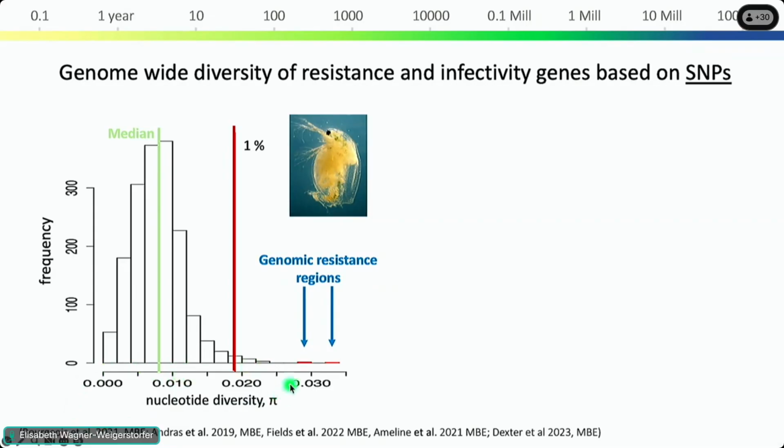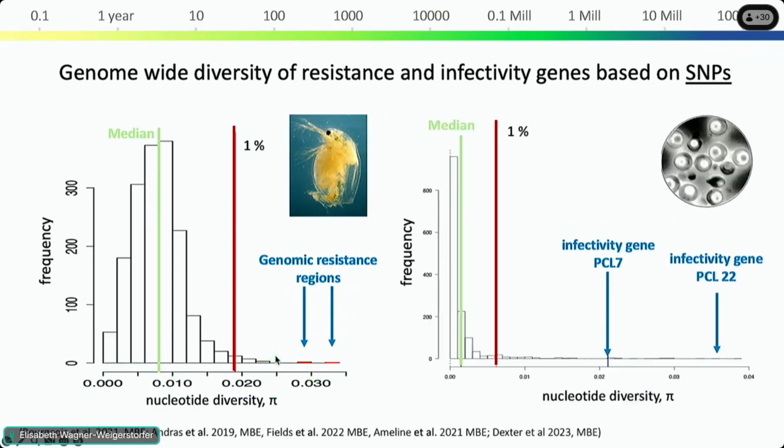Our resistant genes are sitting here, far outside on the extreme side. We can do the same for the parasite. The parasite is remarkably invariable, so we have much, much lower rates of nucleotide diversity, but the infectivity genes are far out here. So indeed, the resistant genes in the host and the infectivity genes in the parasite are on the extreme side of the diversity spectrum.